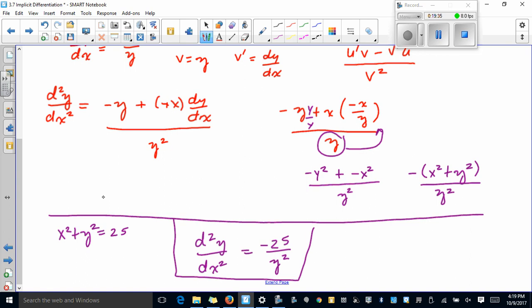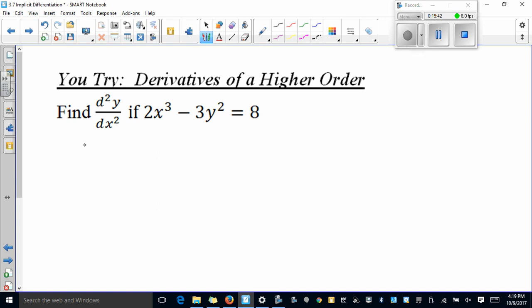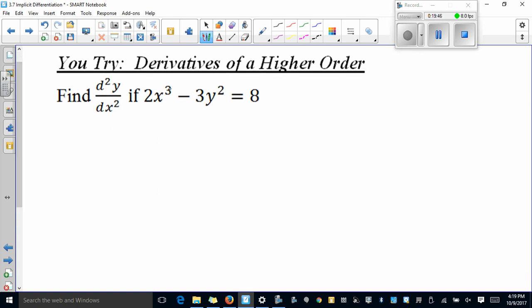Okay, let's try another one. No product rule involved in this one. It's kind of nice. Even when we do the second derivative, we won't have a product or a quotient going on. So this one here, derivative 2x cubed is going to be 6x squared. And 3 times 2 is 6y dy dx equals 0.